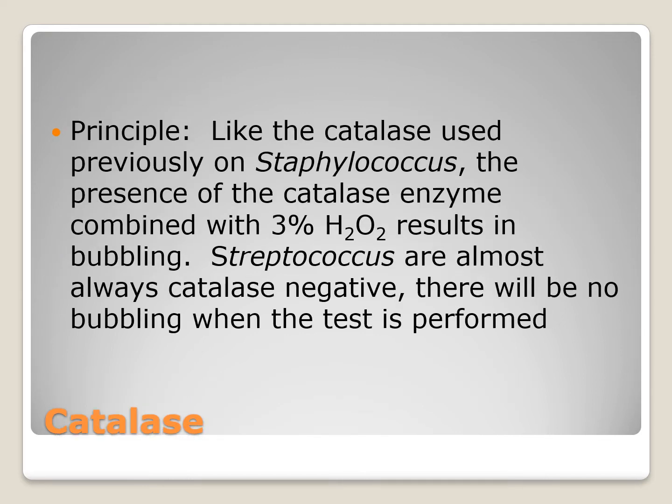Now, the catalase test is one of the first tests that we do to identify Streptococcus species, and the principle is exactly the same as the principle that you learned for Staphylococcus species. The presence of the catalase enzyme combined with 3% H2O2 results in bubbling. Streptococcus are almost always catalase negative, and there's going to be no bubbling when the test is performed. Staphylococcus is going to be catalase positive. So Staphylococcus is catalase positive, where you're going to see bubbling, and Streptococcus is catalase negative, where you're going to see no bubbling.